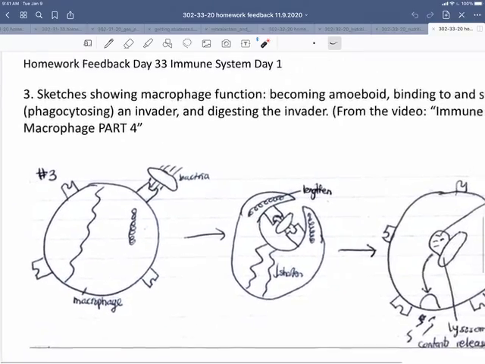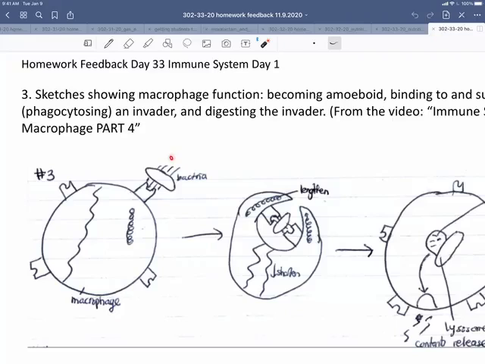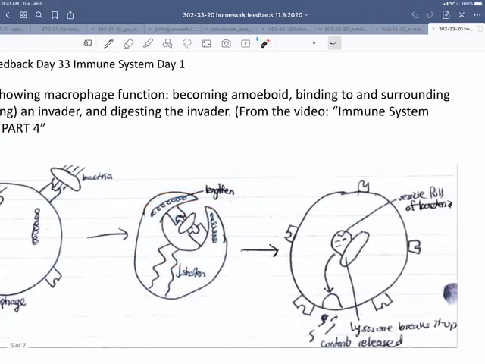Next one is macrophage function, and showing what happens. So here is a bacterium binding to presumably a lipopolysaccharide receptor. That triggers endocytosis, and the vesicle fuses with a lysosome, and that causes digestion. Whatever can't be recycled is released.